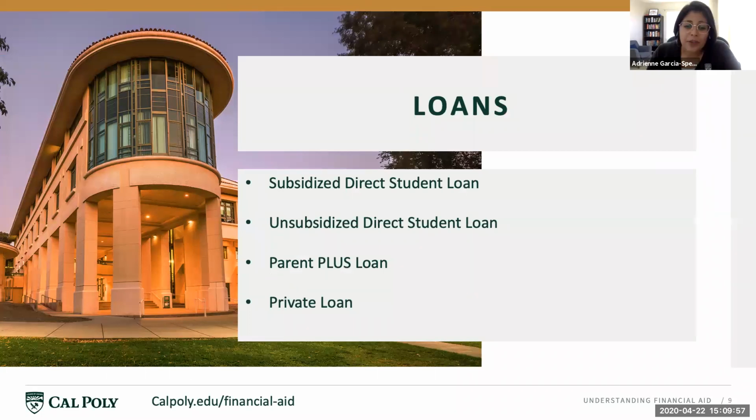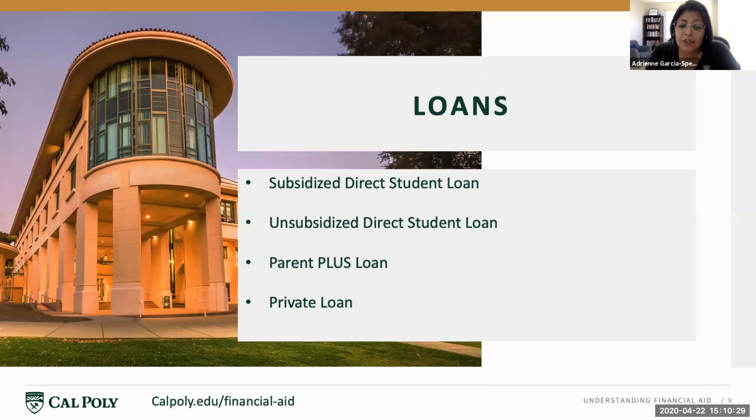A subsidized loan is a loan taken out in the student's name. Interest on the loan is paid by the federal government while a student is in school and enrolled at least half-time. An unsubsidized loan is also a loan in the student's name, but the student is responsible for the interest accruing on the loan while they're in school. Both loans do not begin repayment until 6 months after you graduate. Currently, the interest rate for these loans is 4.53% for the subsidized and unsubsidized loans. The interest rate will change for next year, and we will make sure to communicate that on our website.